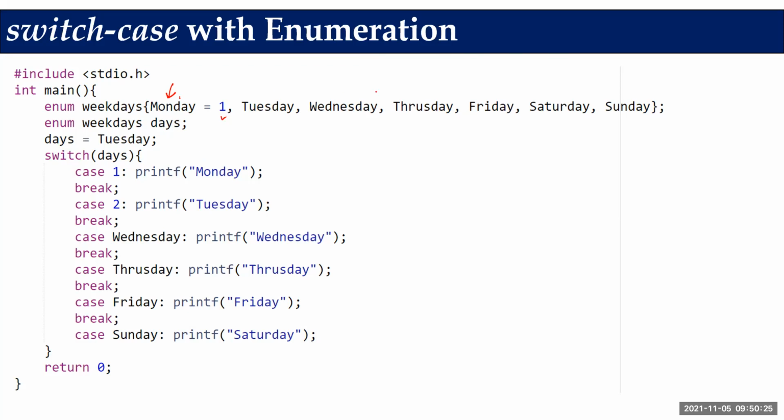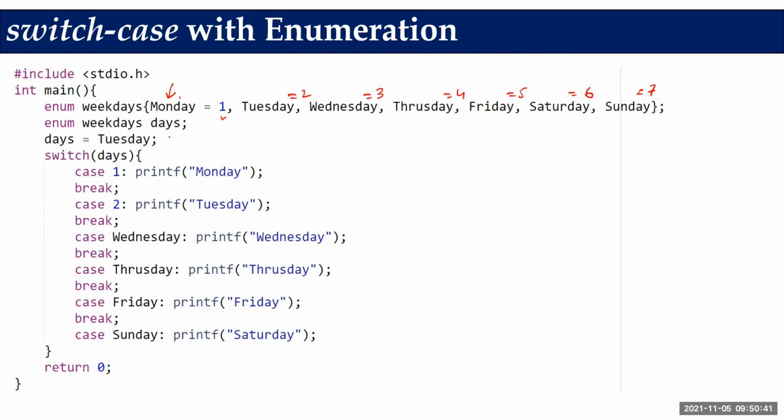So now Tuesday will get the value 2, then 3, 4, 5, 6, 7 for the 7 days. So only the initial value is required. Thereafter, values will be incremented by 1 by the compiler for enumeration.